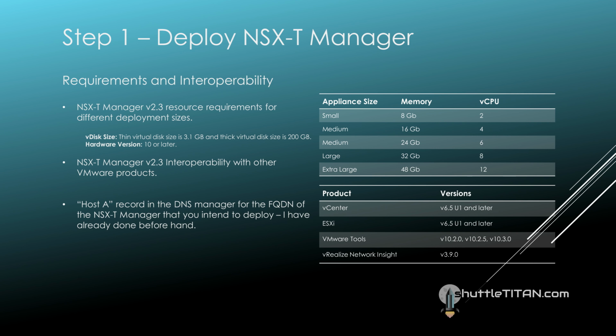At the time of recording this video, the NSX-T Manager 2.3 interoperability with vCenter and ESXi is a minimum of version 6.5 update 1. I am going to deploy this appliance on version 6.7 update 1, so I don't have any concerns here. But you always want to make sure that your underlying platform is supported for the product that you intend to deploy. So have a look at the VMware product interoperability matrices before you proceed.